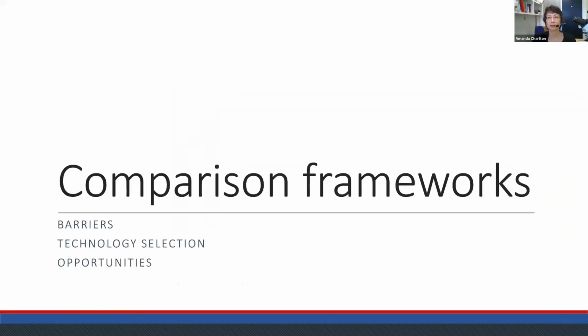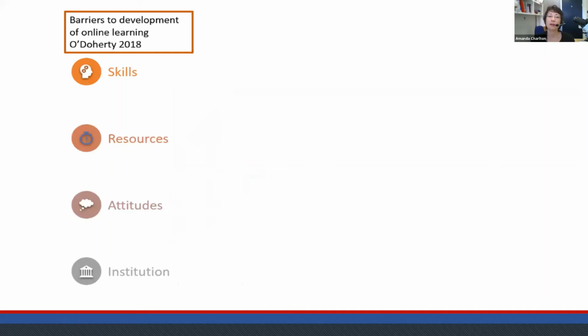Comparison frameworks, got to have a framework. First of all, these were the 4 barrier areas identified by Doherty. Particularly the skills and resources were my personal problems. I didn't have the skills, I had a skills deficit and a time deficit. I had a good attitude. I knew I could do it with support, and institutions supported me too by getting the Smart Sparrow trial license. So they were good.